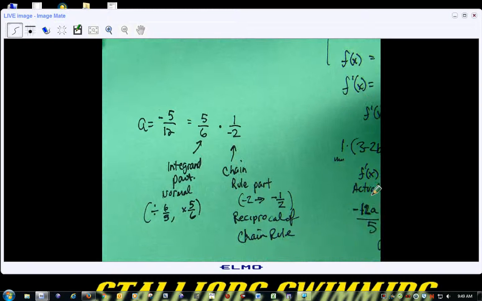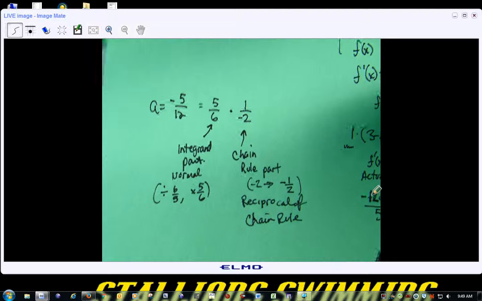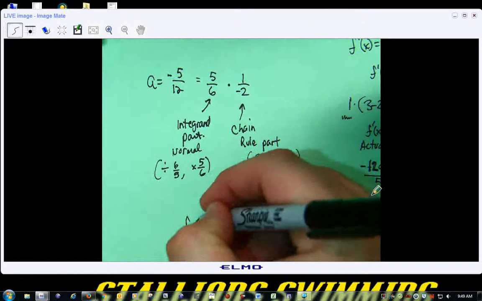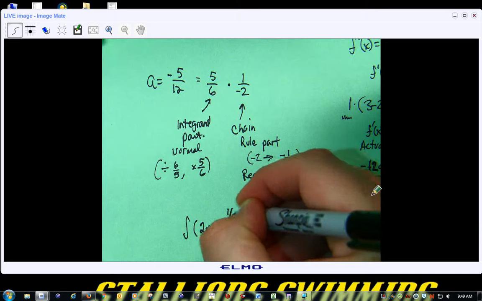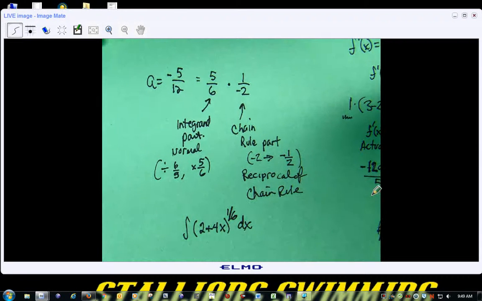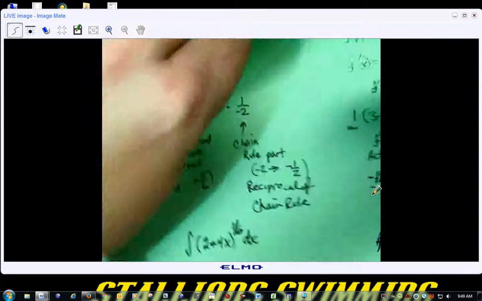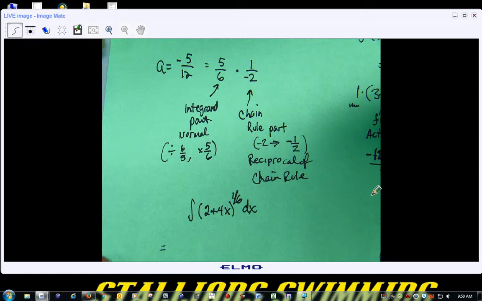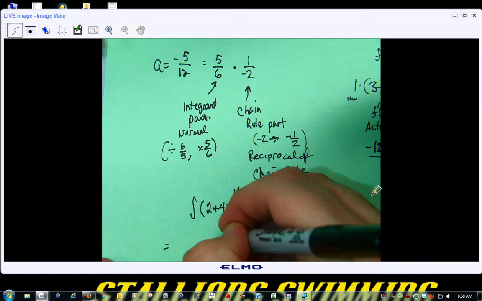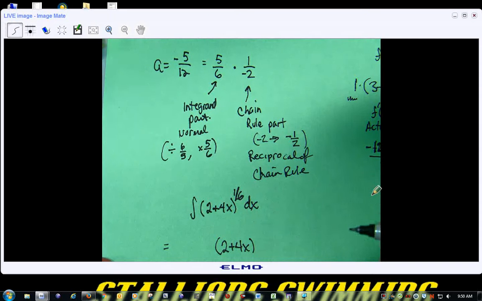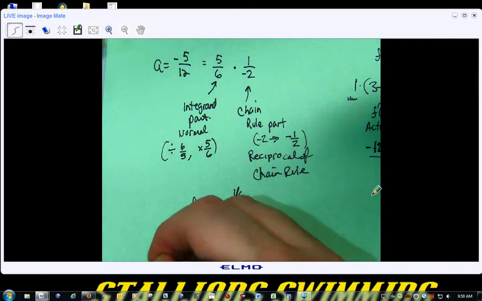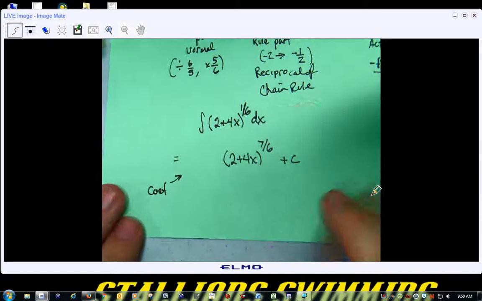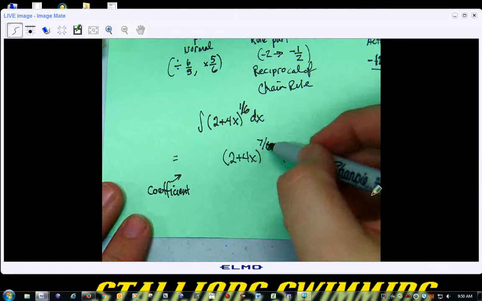Well, let's make one up. The integral of 2 plus 4x to the 1/6 power dx. No, I don't want to make it 1/2 in this case. Alright, so by our rule, I know we're going to get 2 plus 4x to the what power? Ah, got you on that one. Alright, but what about that coefficient that goes here? We're not going to use 7/6, we're going to use 6/7, right? Because we would normally divide by 7/6.